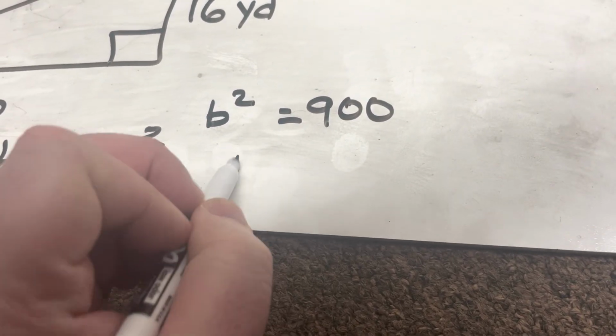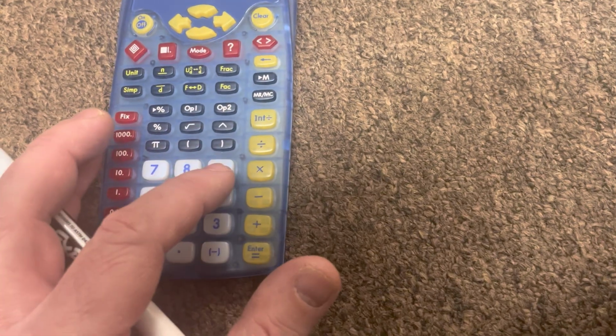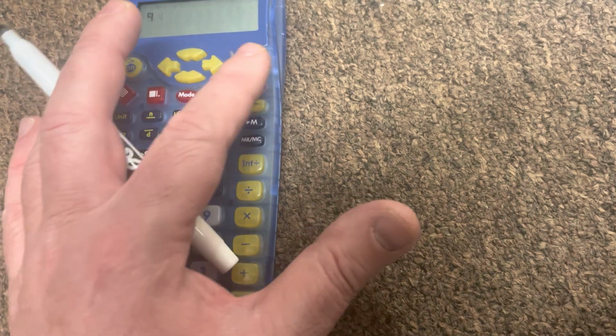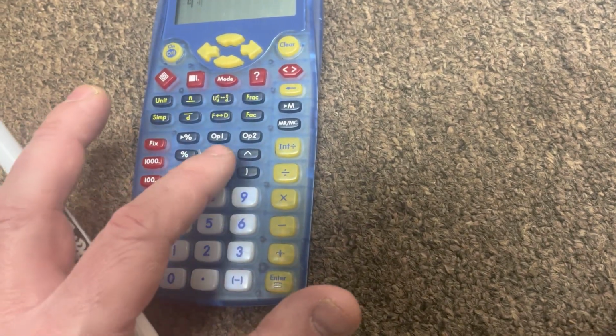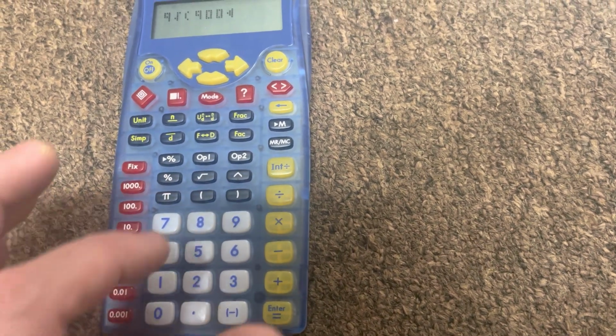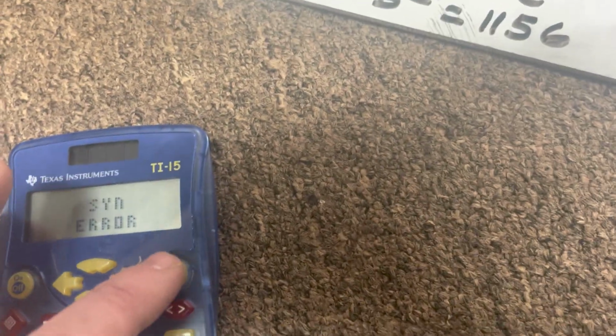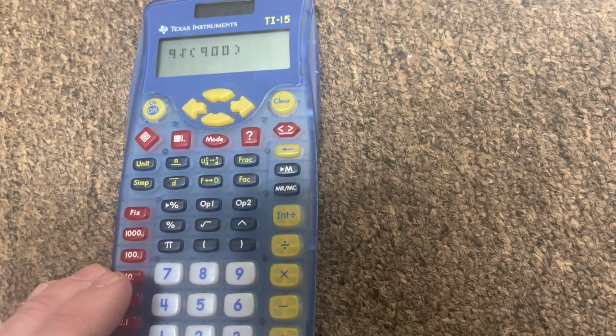Now I've just got to find the square root of 900 to know what b is. So I'm going to clear that. I'm going to clear that again. I'm going to go square root. It opens the parentheses for me, as you can see there. I'm going to type in 900. I'm going to close the parentheses. I'm going to press equals. It's going to give me an error, which doesn't make any sense.